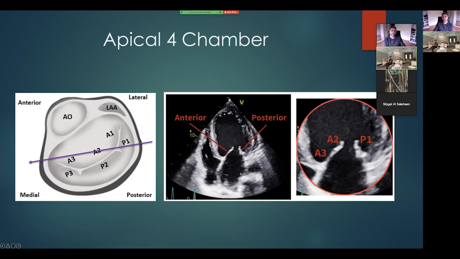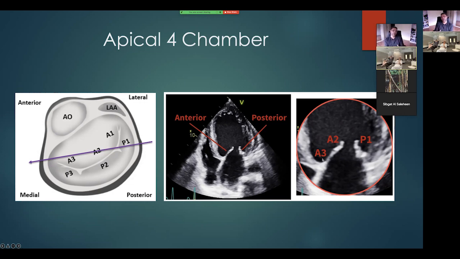So let's talk about apical four chamber. There are four chambers, so there's no aortic valve. Because there's no aortic valve, I'll look for the right ventricle. So this is the right ventricle here. Because this structure is closer to the right ventricle, it has to be anterior. And the other one would be posterior. Because of this relation, we know we are going through P1, A2, A3. That's why this posterior scallop is P1, and the anterior scallops are A2 and A3.